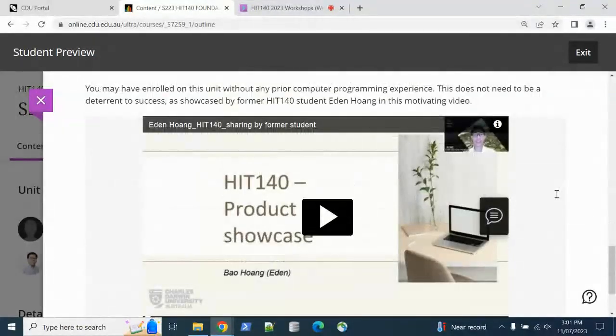I've put up a video here which you can watch at your own time. This is a video by a previous HIT140 student. He came to the unit without any knowledge of programming, but he ended up being one of the top scorers in the unit. So it's just to showcase that not knowing how to program is not really an excuse. We are here to help you, right? To gain those skills. Okay.